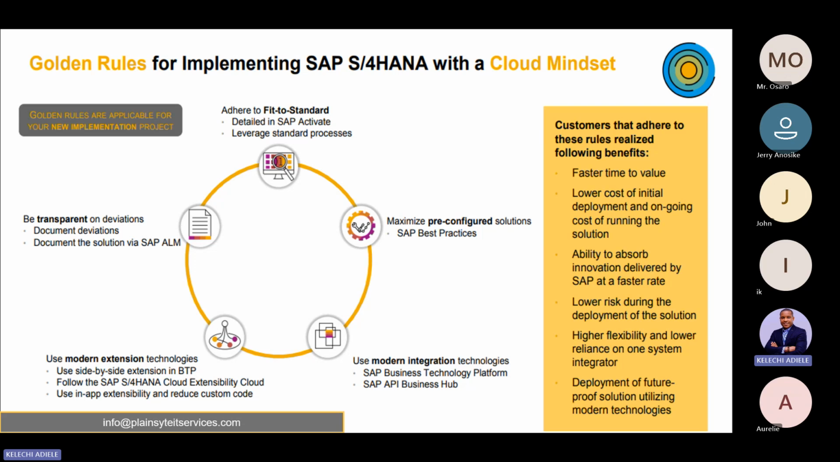Then number 5, be transparent on deviations. If the project has deviations from the plan, you need to be clear about those deviations. And also in SAP, we have what we call ALM, Application Lifecycle Management. It's like a project management framework that is used to implement projects. So the 5 golden rules say follow these rules and you'll be fine when implementing projects within SAP.